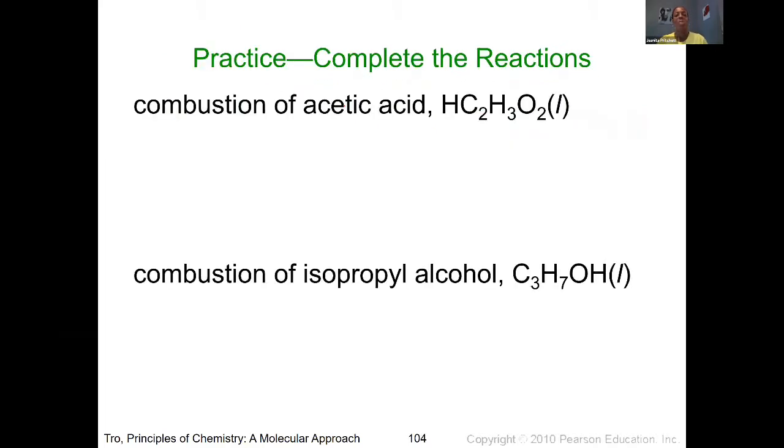Try these last two. So we have the combustion of acetic acid, so again, that's HC2H3O2, and it's combustion, so we're going to add oxygen.